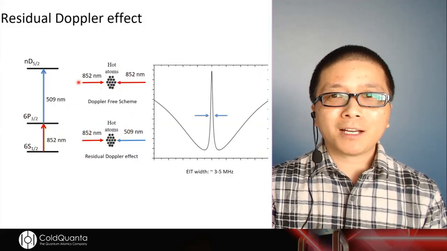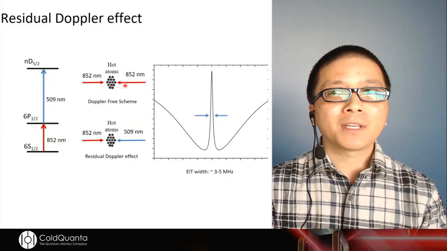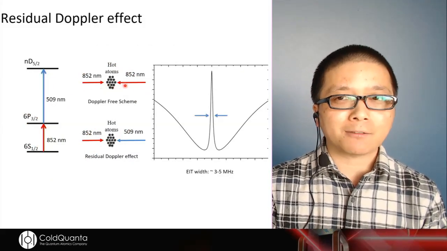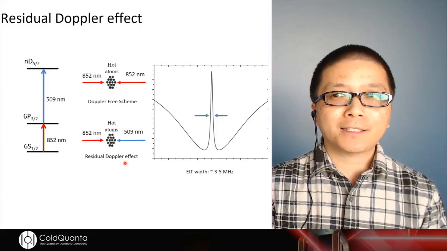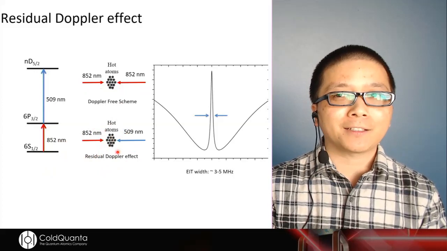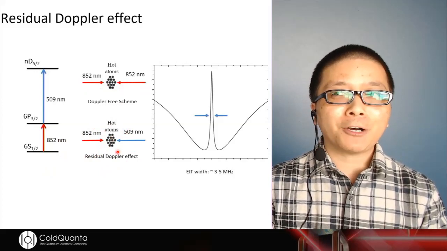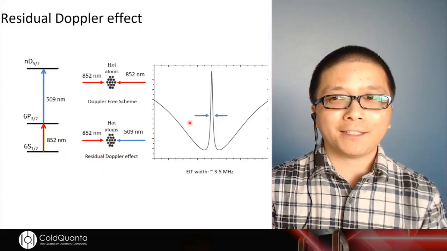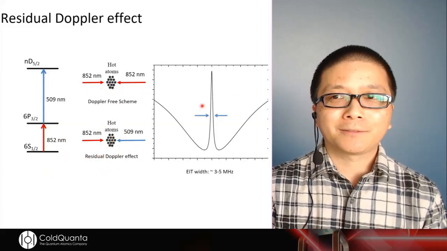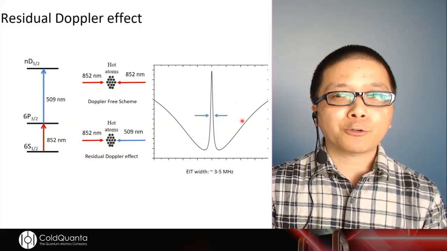When the colors of the two lights are the same, the Doppler effect can be nicely canceled. But in the Rydberg EIT scheme, the colors of the two laser beams are quite different. In this case, there is a residual Doppler effect. This will broaden the width of the EIT to the megahertz region. So the sensitivity of the microwave sensing is limited.